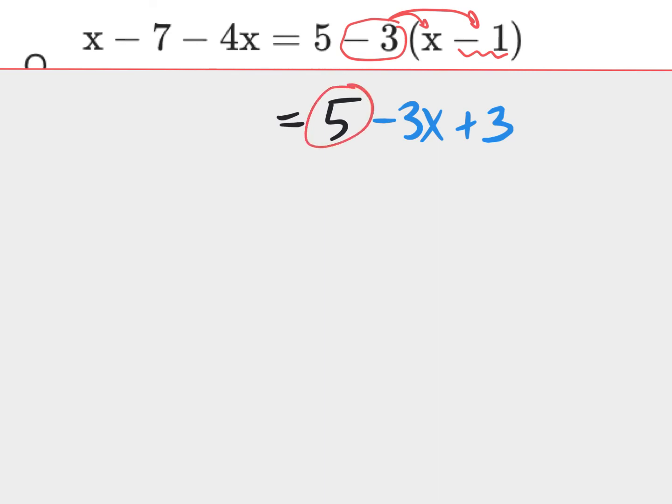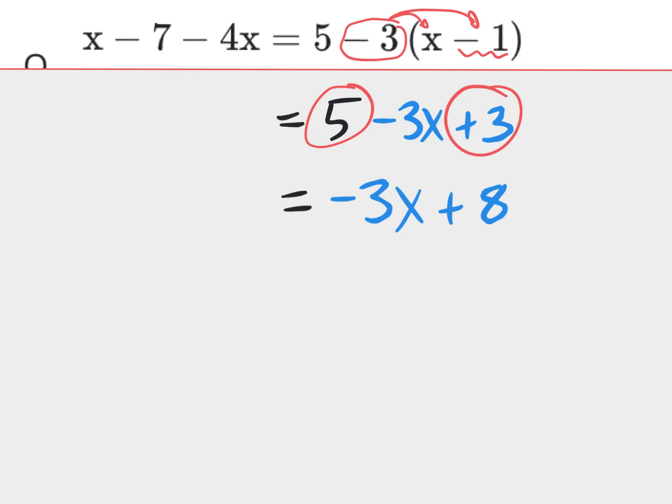I have a 5 right here and a 3 right there. In my mind, combine 5 and 3, you're going to get a positive 8. So on the right side of this equal sign, I do have negative 3x with a plus 8. When I combine the 5 and the 3, I get 8, okay? The negative 3x just came down. That's as simple as the right side could get.